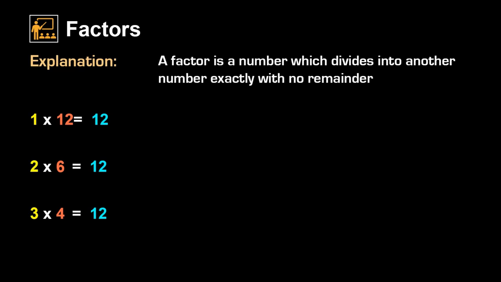Like in the example that I'm showing you here, 1 multiplied by 12 is equal to 12, 2 multiplied by 6 is 12, and 3 multiplied by 4 is also 12. Which means 1 is a factor of 12 and 12 is a factor of 12. 2 multiplied by 6 means that 2 is a factor of 12 and 6 is also a factor of 12. And 3 multiplied by 4 also gives us 12, and that means 3 is a factor of 12 as well as 4.